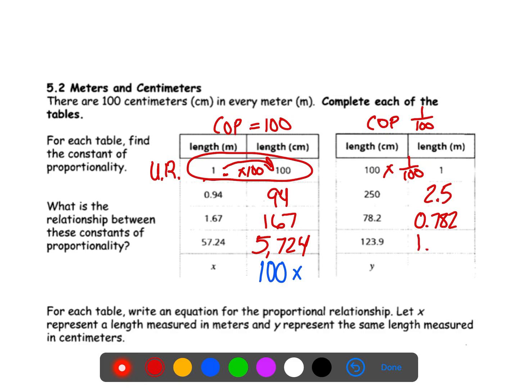these values in meters. And then finally, I need to continue this pattern for any quantity that I'm given in centimeters. If I'm given y centimeters, then I need to multiply it by 1/100th to decrease that number down to what it would be in meters. What is the relationship between these constants of proportionality? Well, 100 and 1/100th are reciprocals.